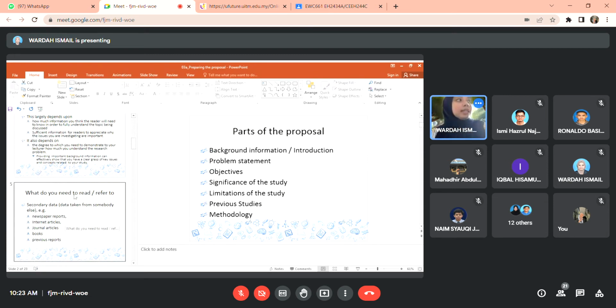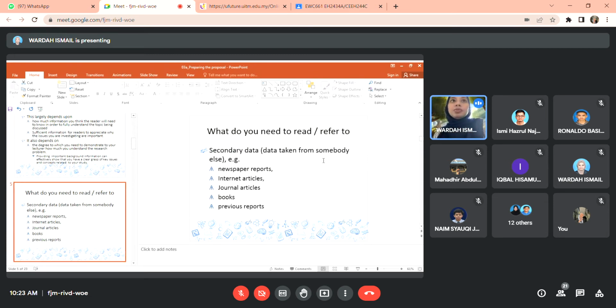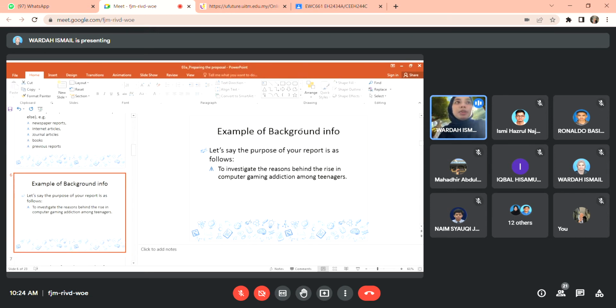Proposal pendek je. Okay, and then what do you need to read or refer to? Meaning that kat mana you boleh cari your articles ataupun your sources. You can search for newspaper reports. Newspaper reports tu macam you buka News Straits Times. Okay. Internet articles tu maksudnya any articles dekat internet, dekat website, web pages. Journal articles, online journal, books, previous reports. Yang ni untuk your previous studies. Okay, previous reports.